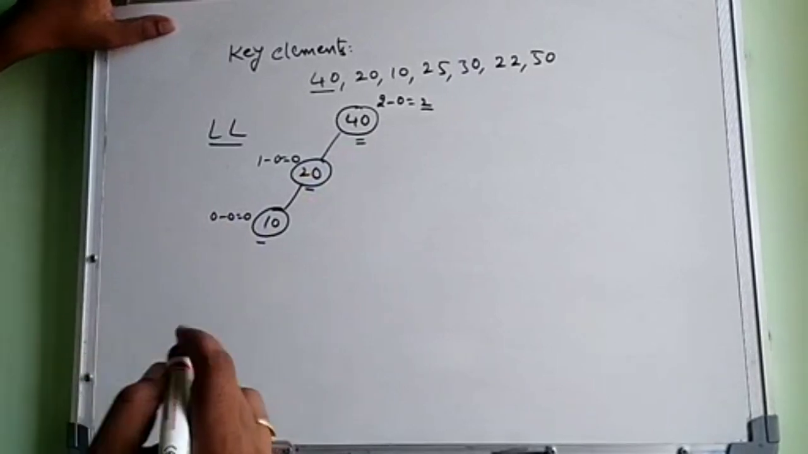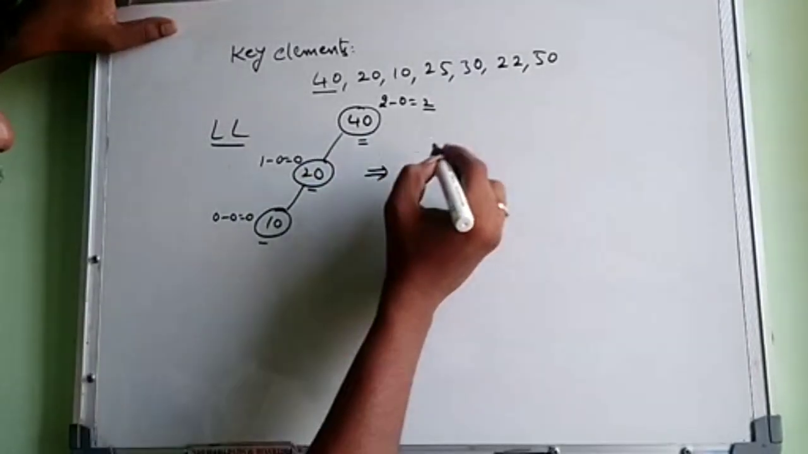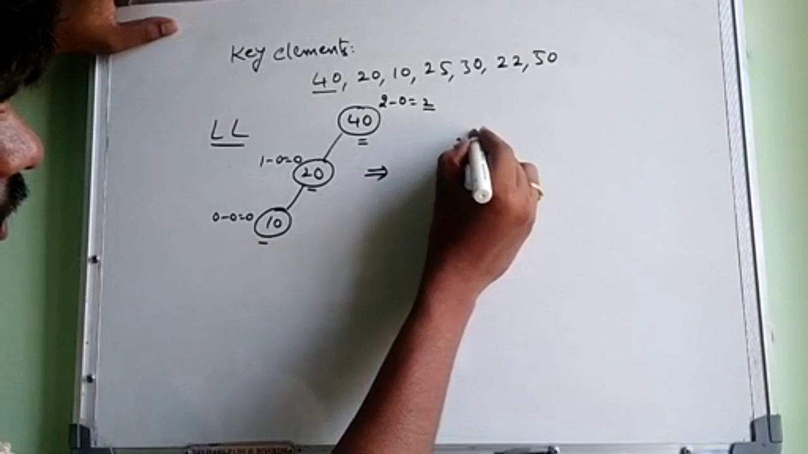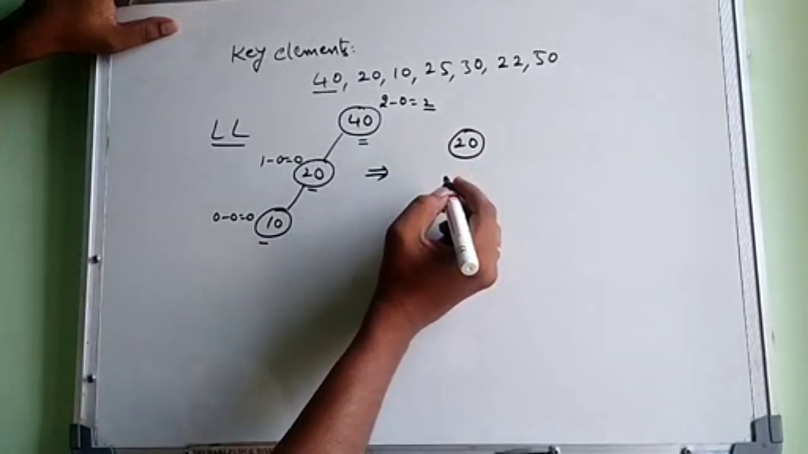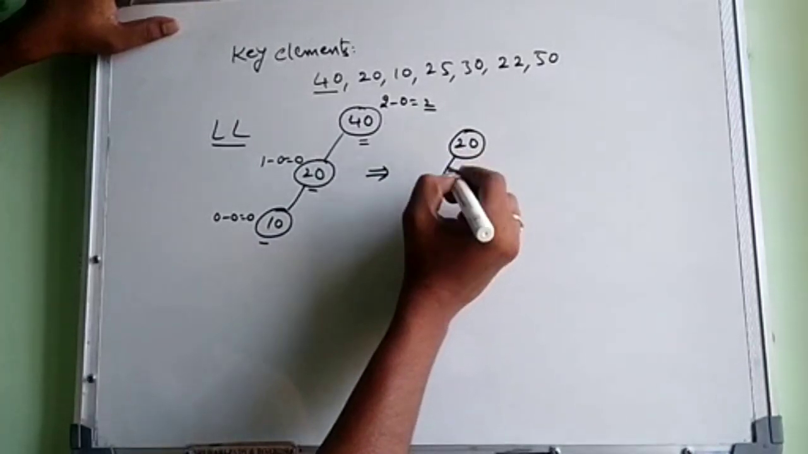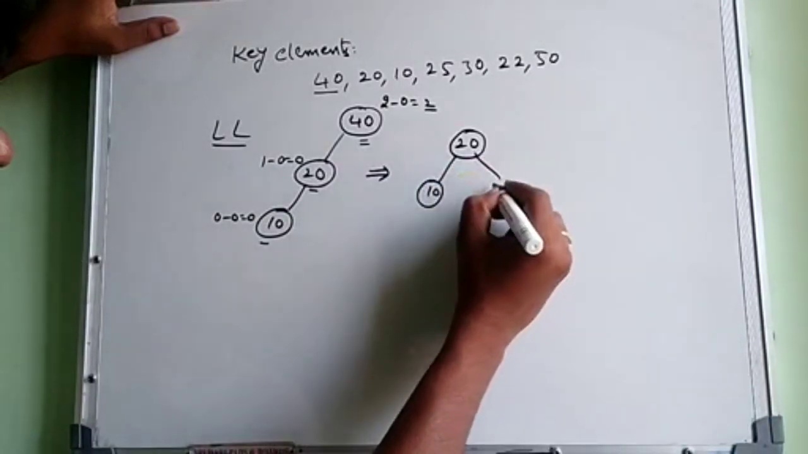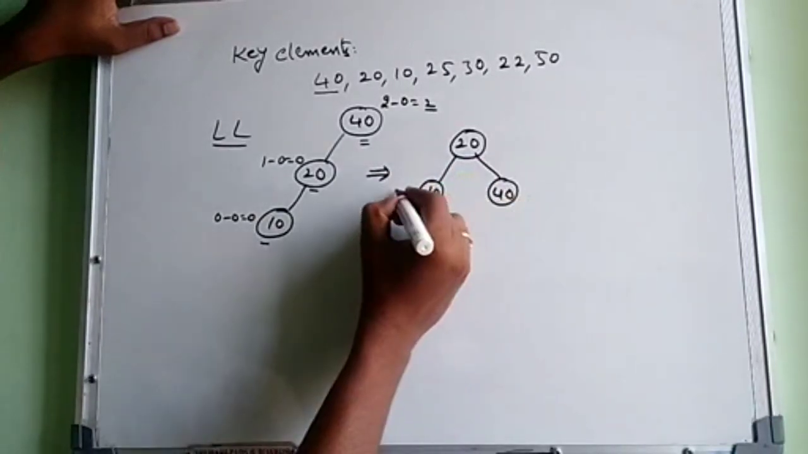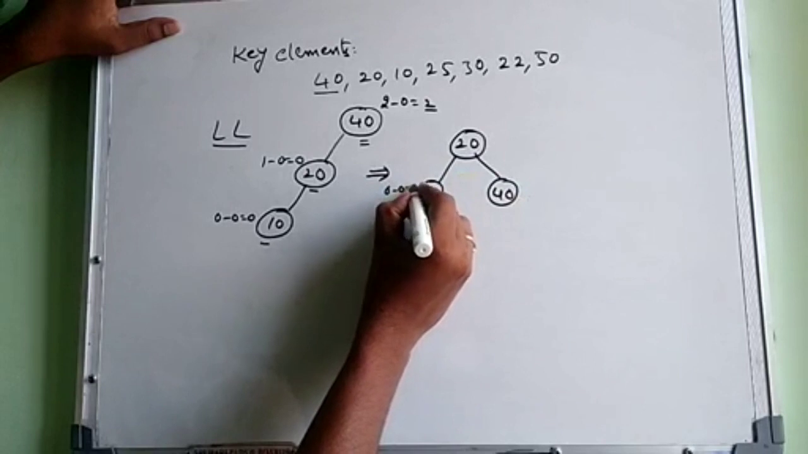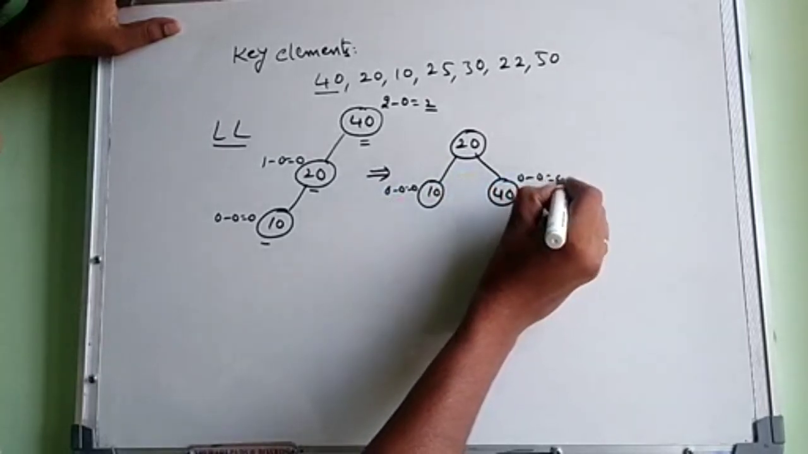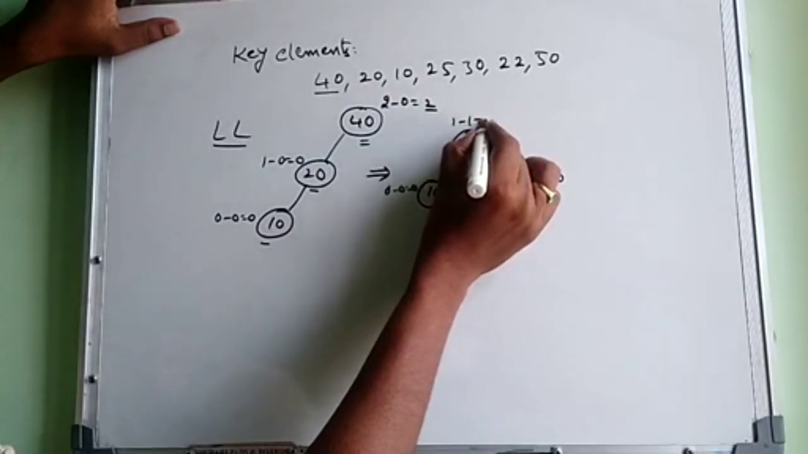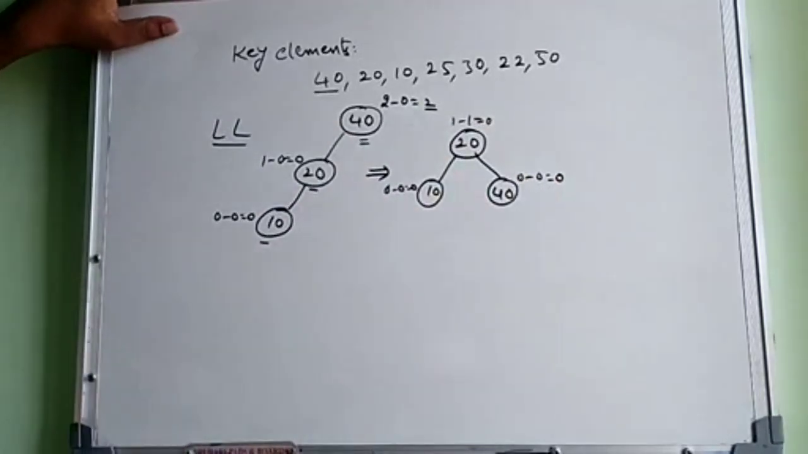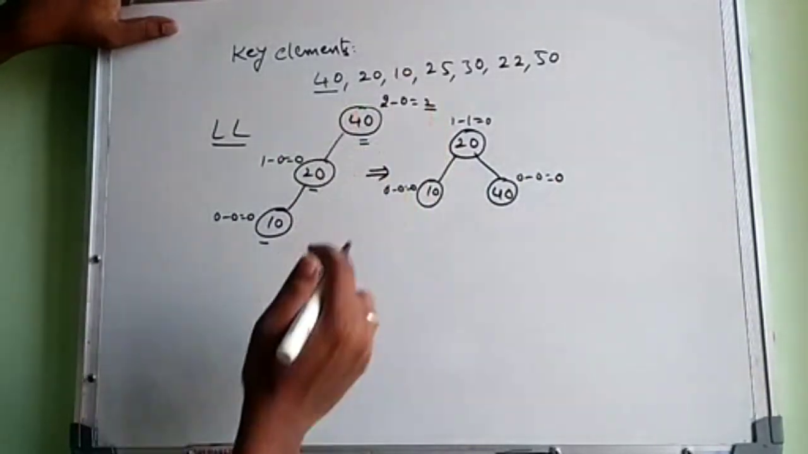Once you apply the LL rotation, the figure becomes 20, 10, 40. I think you already discussed how to apply the LL rotation. Apply the balancing factor: 10 and 40 are 0, and 20 has 1 left child, 1 right child, so the total balance is 0. So, clear now. Next, one more element, 25.